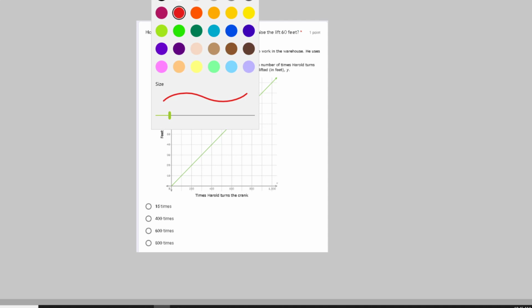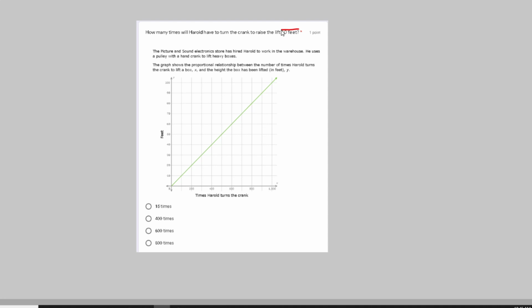So when Harold lifts the pulley 60 feet, well, we have to look for 60 feet on our graph here. 60 feet, right? We have feet here. So 60 feet. And then we said we want to know how many times he turns the crank. Well, let's just take that over. Okay. So it hits the line here. That means that we have to go down here. And we'll get 600 times.